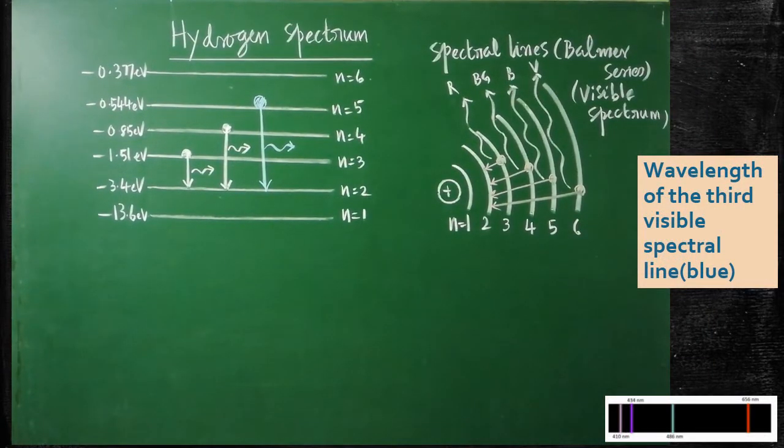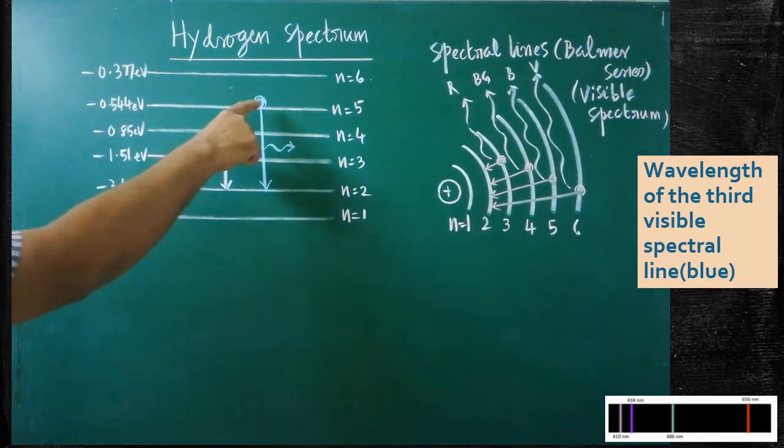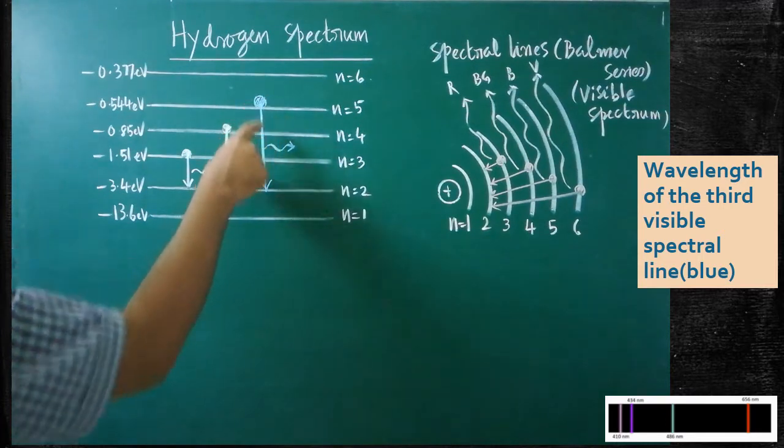Now we are going to see the third transition and the third spectral line which is emitted from the hydrogen atom. Here look at the third transition. The excited electron is falling from the 5th orbit to the 2nd orbit. The transition takes place from the 5th orbit to the 2nd orbit. So by the time one spectral line is emitted, now we will see what will be the wavelength of the emitted spectral line.